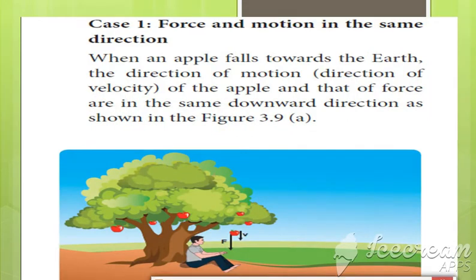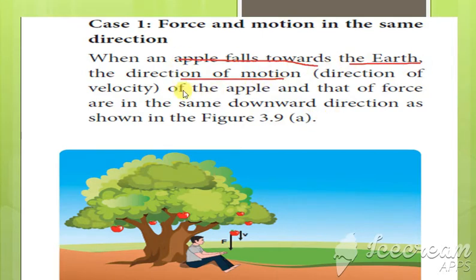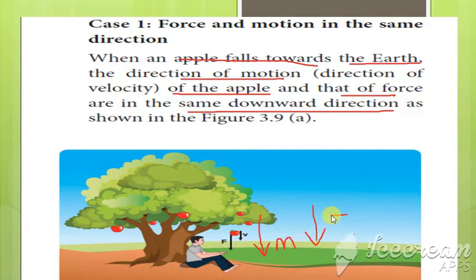For this, the example is when an apple falls towards the earth. The direction of the apple and the direction of force are in the downward direction. Just here the apple falls down, so here is the direction of motion. Same way, the direction of force is also downward, so both are in the same direction. So force and motion are in the same direction. This is the first one.